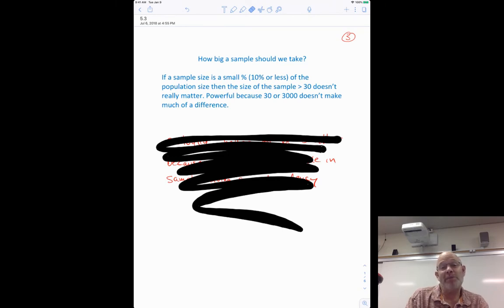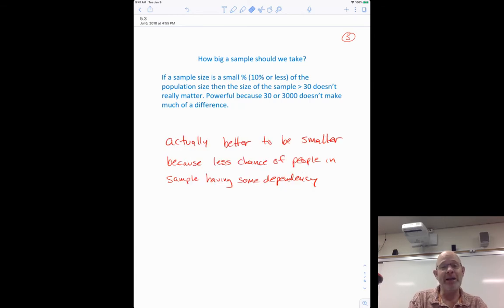So the cool thing is it doesn't really matter. We could take a lot more, and it doesn't really help us. It doesn't get a whole lot closer for most people's purposes. If you're trying to be super, super precise, then maybe. And actually, mathematicians will say it's better to be a little bit smaller because then there's less chance of the people in your sample having some dependency on each other. In other words, if I took a sample too big, I might get same family members or people that are married or something like that. That might be some sort of dependency in the question I'm asking. It might not matter depending on the question, but it might. So typically we don't have to get super big, which is really cool.